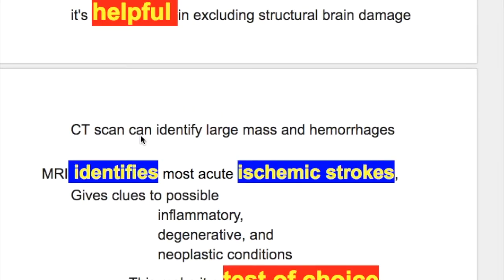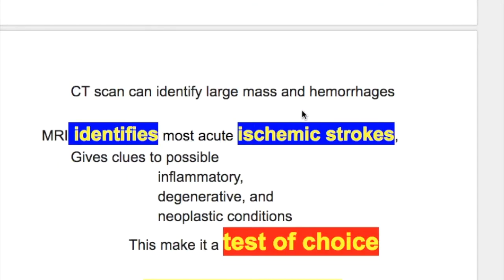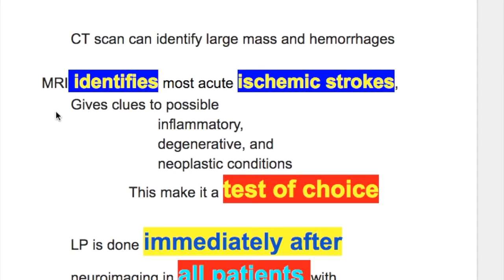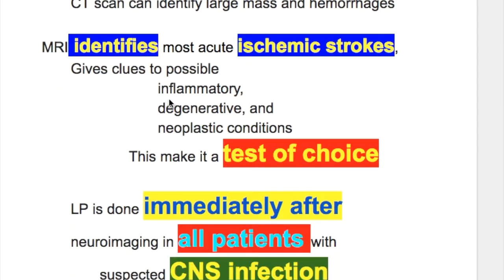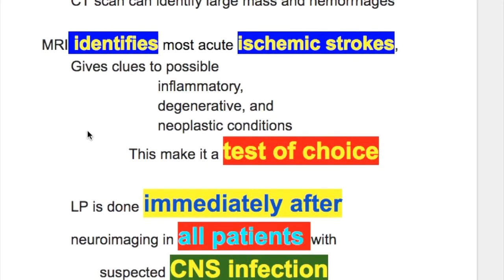CT scan can identify large masses and hemorrhages. MRI identifies most acute ischemic strokes and gives clues to possible inflammatory, degenerative, and neoplastic conditions. This makes MRI a test of choice. So MRI is a test of choice to exclude all these conditions: ischemic strokes, inflammatory, degenerative, and neoplastic conditions.